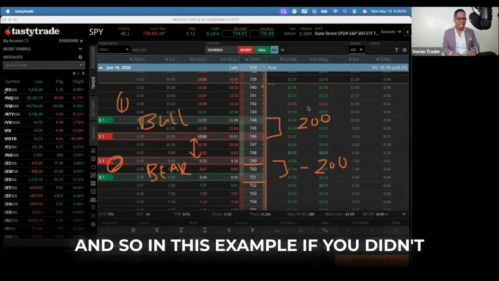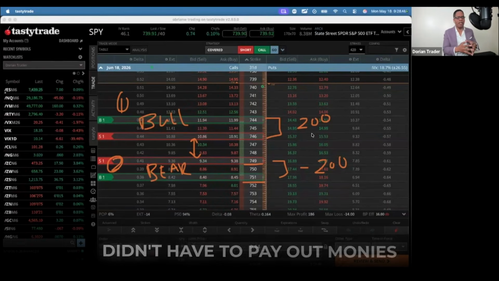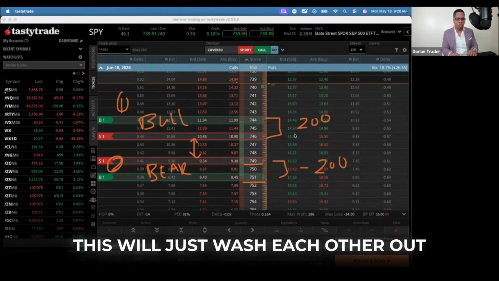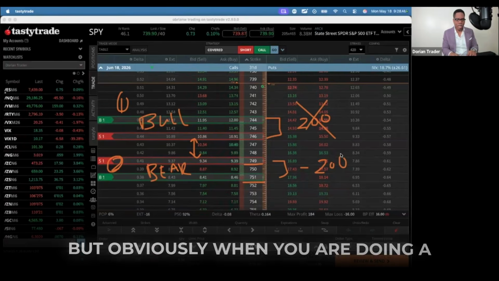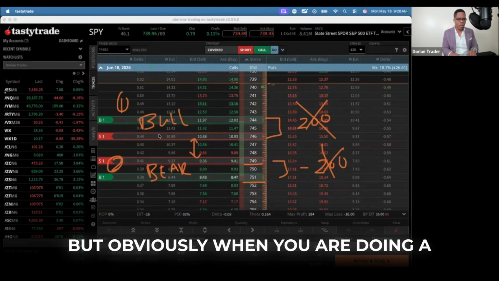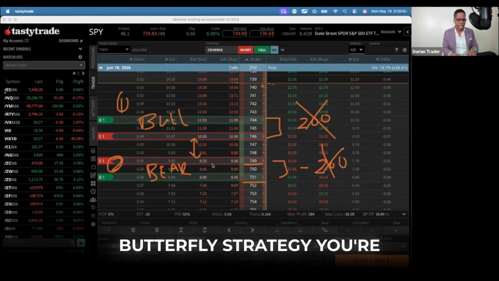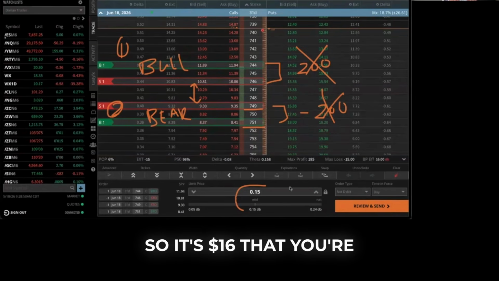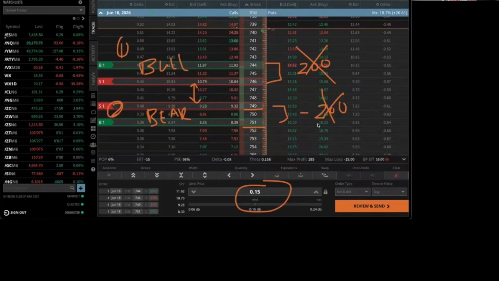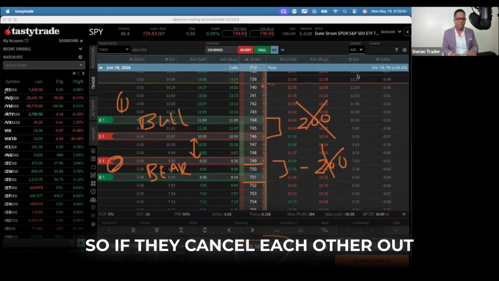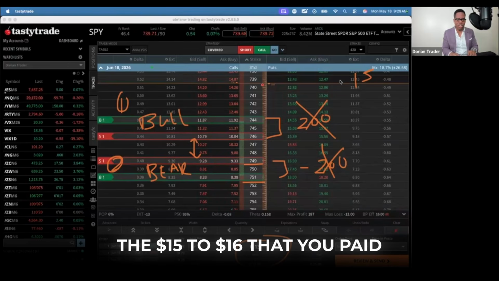And so in this example, if you didn't receive monies, or if you didn't have to pay out monies, this will just wash each other out, right? But obviously, when you are buying this butterfly strategy, you're paying some money. So it's $16 that you're paying, or $15. It's jumping around. So if they cancel each other out, you're still going to lose the $15 to $16 that you paid.